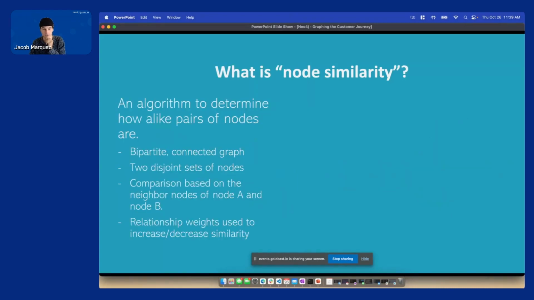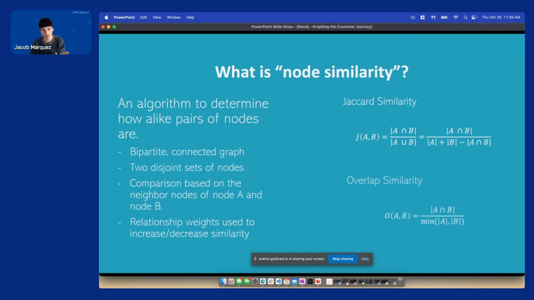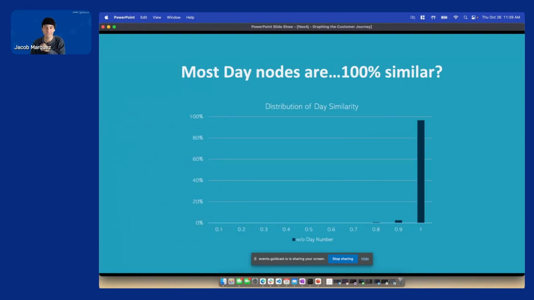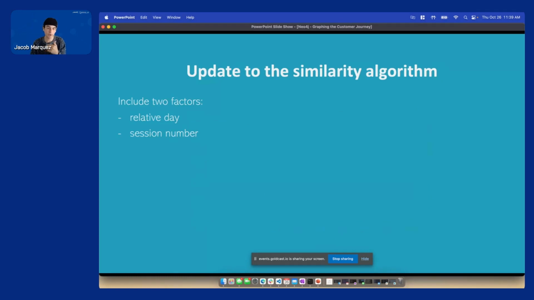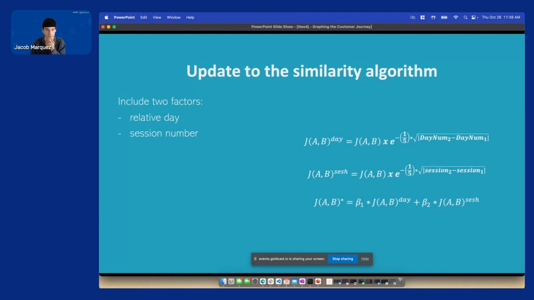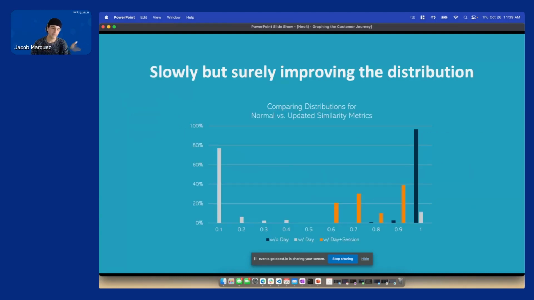For the sake of time, because I have 45 seconds, I'm not going to go over the math, but it uses node similarity from the GDS algorithms. And we can see that most days are similar, which is not helpful. So what we want to do is update the node similarity with two factors, which are just decay factors around relatively when it happened in the session number. And here's some math. Again, if you're interested, I can share it out. What we see is we're slowly improving this distribution, which means we can start experimenting and building models off of it. You may want to take some more time to optimize it, but at least it's a starting place because we have some variety.